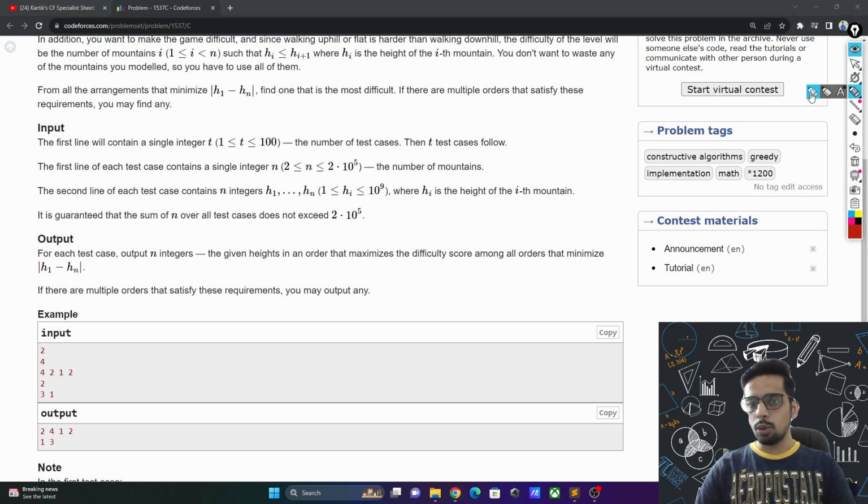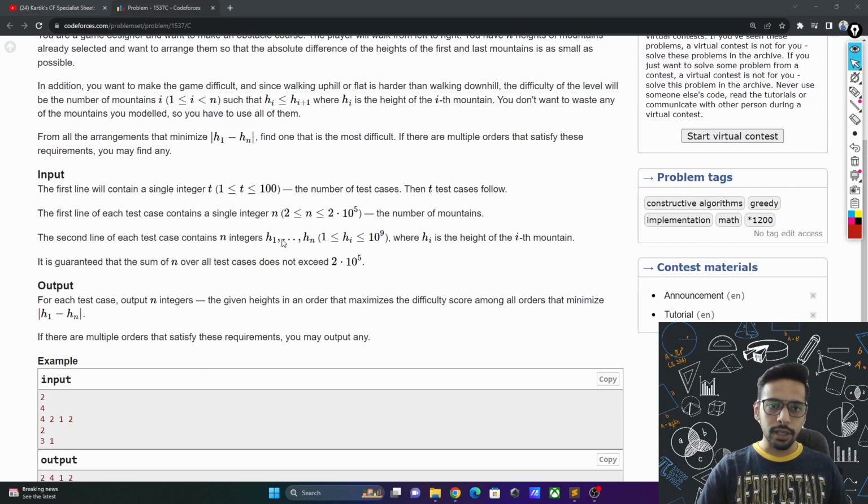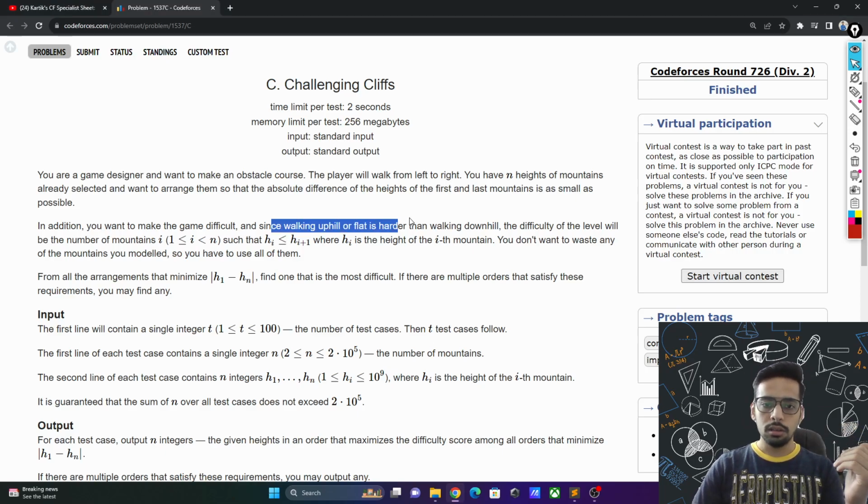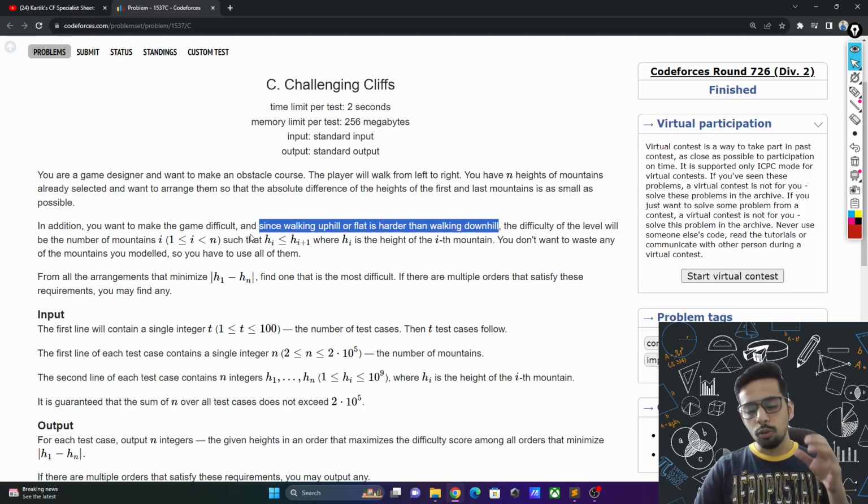The problem says that you have an array of length n, and every element of the array represents the height of a hill. What you can do is rearrange these hills in such a way that when you move through the hills from left to right, your movement is as hard as possible. What is hard? Moving uphill is hard. Since walking uphill or flat is harder than walking downhill, you need to make sure that when you move from left to right, you have the maximum number of hills such that this condition is true for the ith hill.